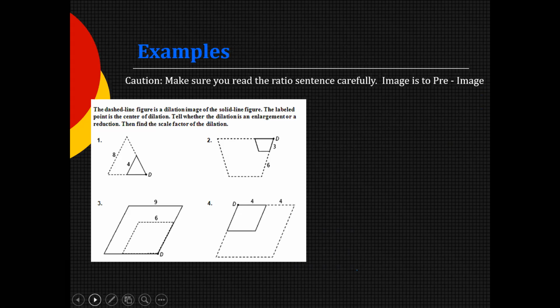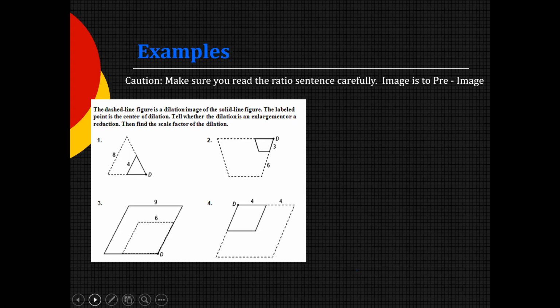All right, so let's go into some real work now that we have understood what a dilation is. All right, so the dashed line in the figure is a dilation image of the solid figure. So notice you have a solid figure and then you have a larger figure from that small figure. The labeled point is the center of dilation. Tell whether the dilation is an enlargement or a reduction, then find the scale factor of the dilation.